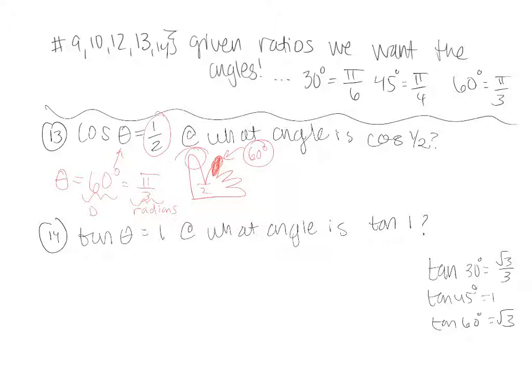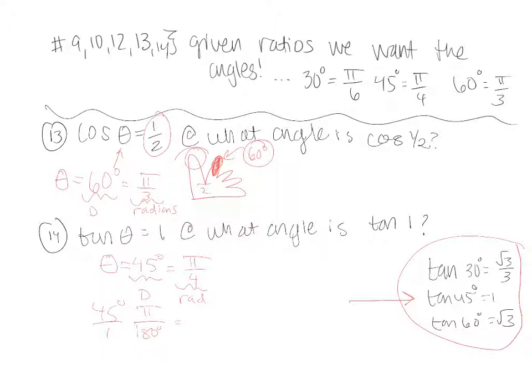For tan, I'm asking myself, at what angle is tan going to be 1? I just have these memorized, or we can derive them, but I know at 45 degrees, tan is 1. So I know the angle is 45 degrees, which is equal to pi over 4 in radians. Remember, you can always do a conversion if you forget, and if you do that and simplify, you end up with pi over 4.